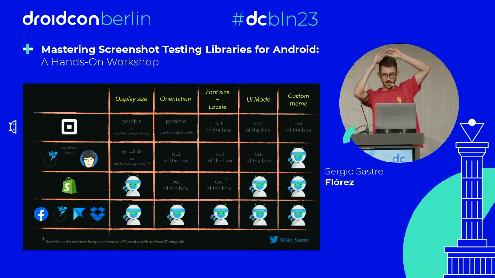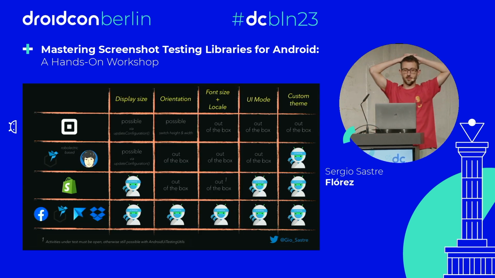So, how to screenshot test so many configurations? It depends on the library. For Paparazzi, almost everything out of the box. Some things like display size and orientation are also possible with a little bit of trickery. Roborazzi almost the same, except for custom themes. For on-device screenshot testing libraries, you can use Accompanist from Google or Android UI testing utils. Accompanist from Google only supports composables. Android UI testing utils supports both.